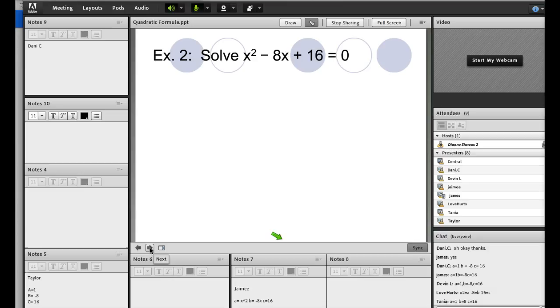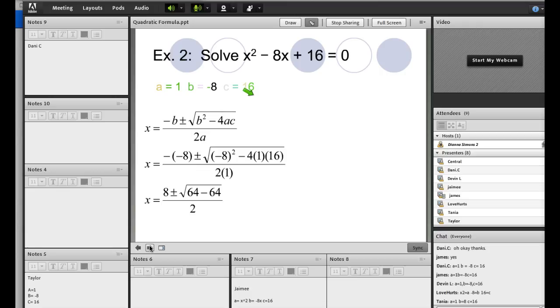I do not want to rush anybody, but there's my A, B, and C. Okay? Can you see that? All right. So A is 1. Remember, there's nothing up here. There's just that x squared, so that means it's a 1. All right, B is -8. And yay, most of you kept that. Keep the sign with the number, and then 16.